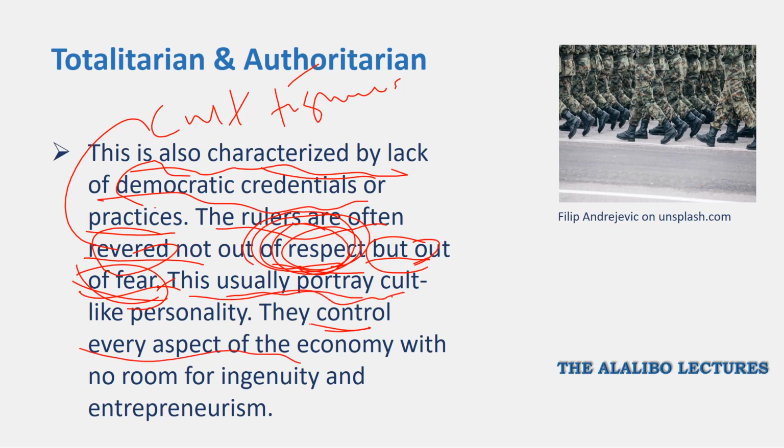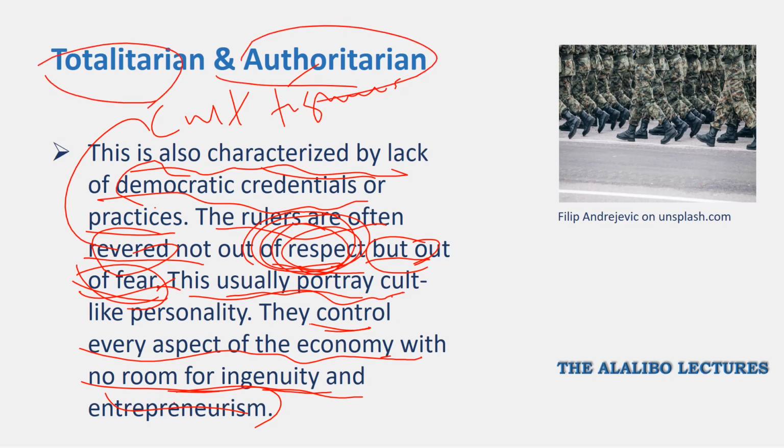They control every aspect of the economy with no room for ingenuity and entrepreneurship. This is a very important characteristic and element of this form of government. Please take note as we begin to understand the trajectory of this form of government within the context of governance and within the context of democracy, human rights, and other aspects of society, right? It's very important to understand this. So they control every aspect of the economy with no room for ingenuity and entrepreneurship. That is totalitarian and authoritarian forms of government. Next slide.